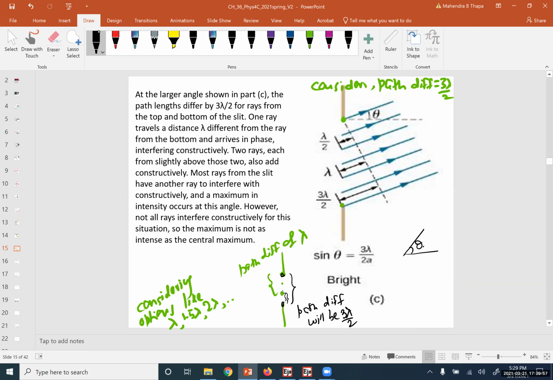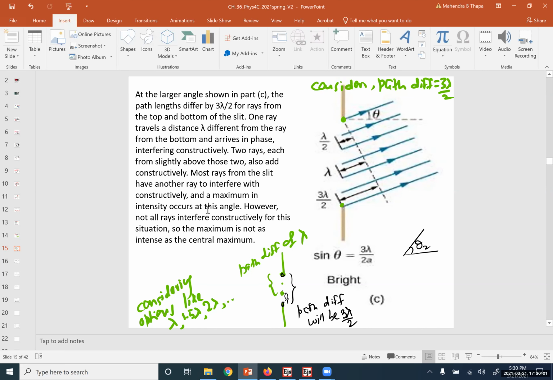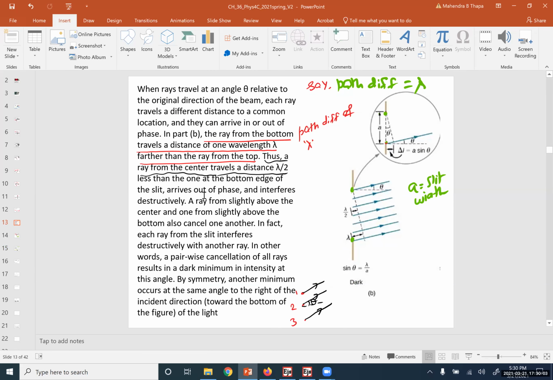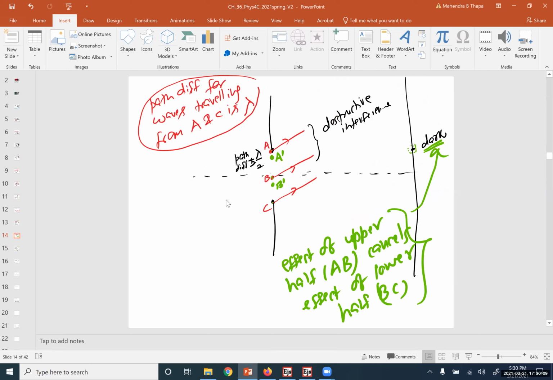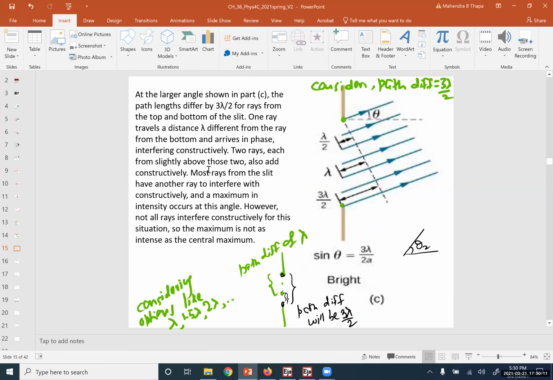Say we can say this angle is theta 2. Even though we use the same symbol theta, say we have this angle theta equal to theta 1. So in this case, all the light traveling at angle theta 2 will interfere in such a way that we get a bright interference, but we are not getting equally bright.